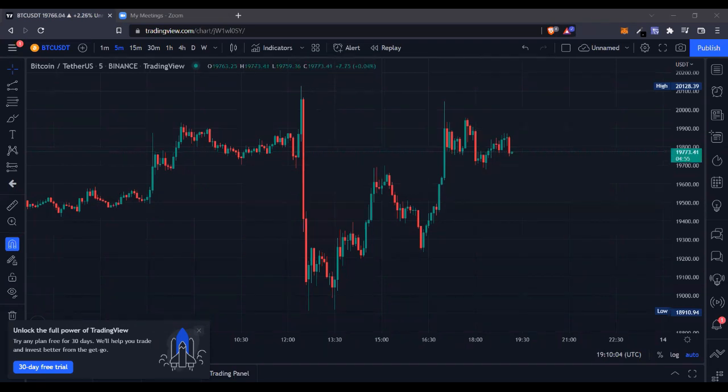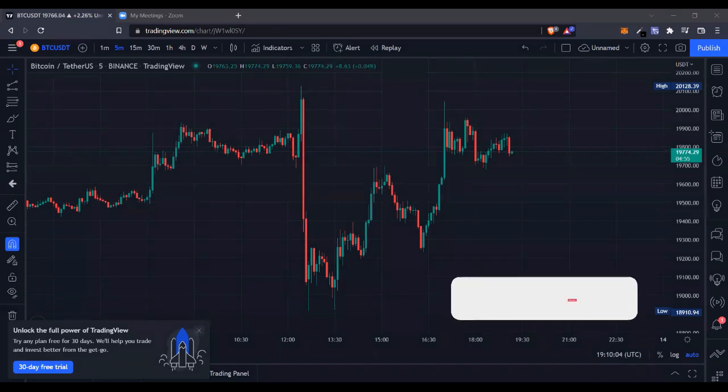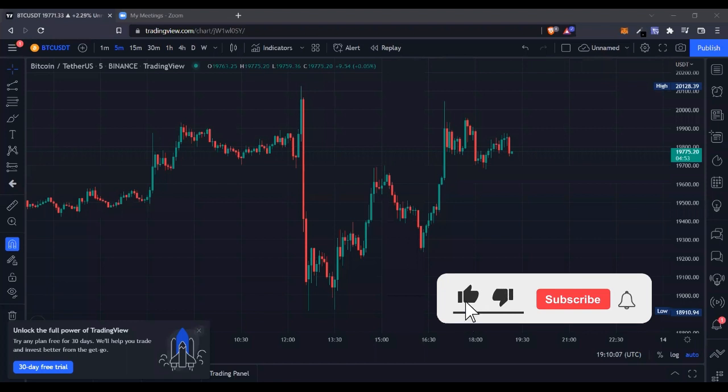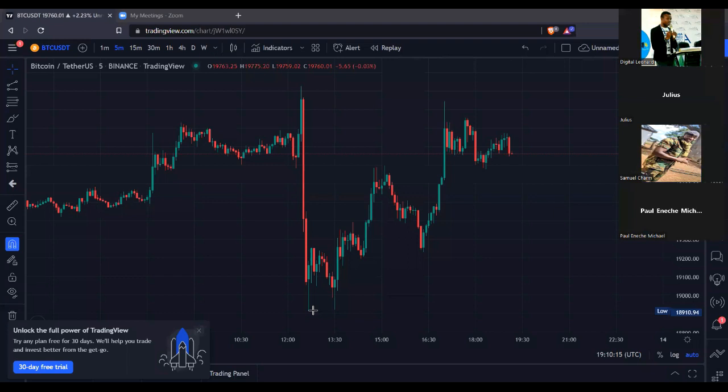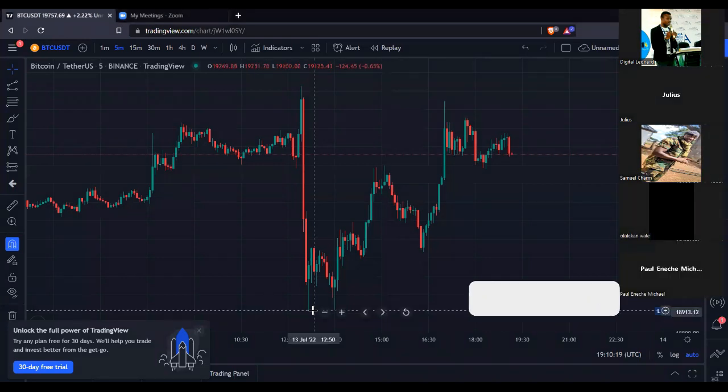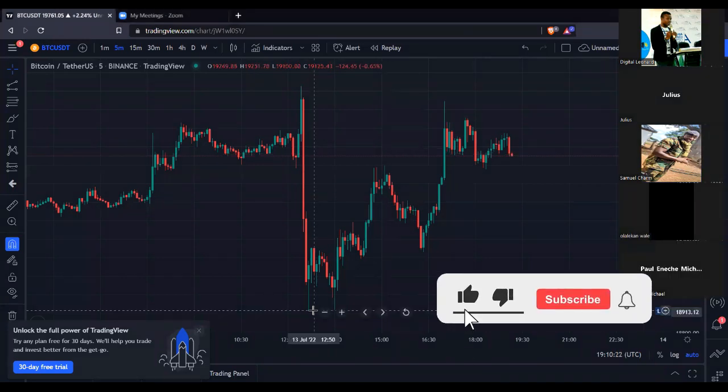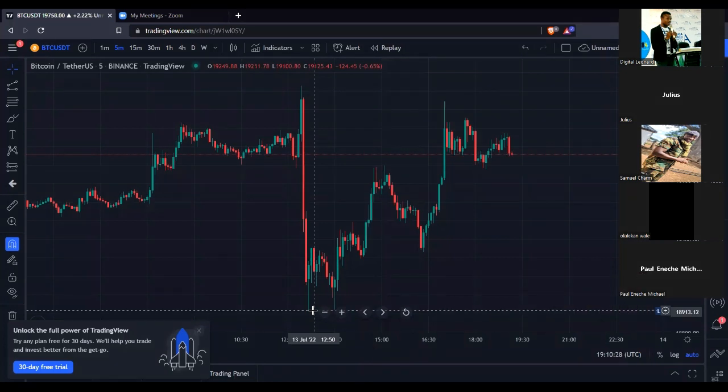One thing you should realize is that aside from the fact that the broker charges you from the money you deposit, you equally pay a trading fee on Binance. Yes, my boss. There is always a trading fee you pay when using Binance.